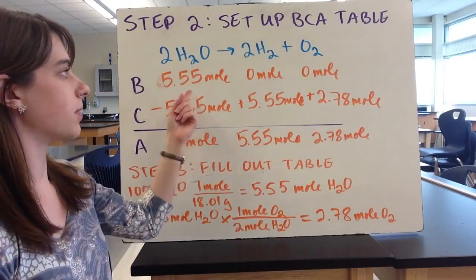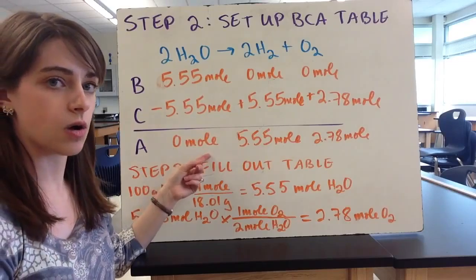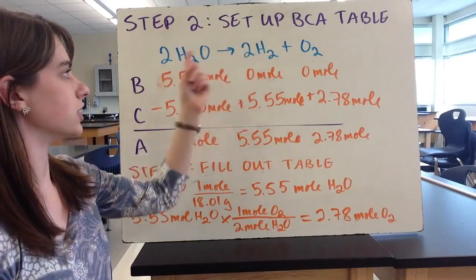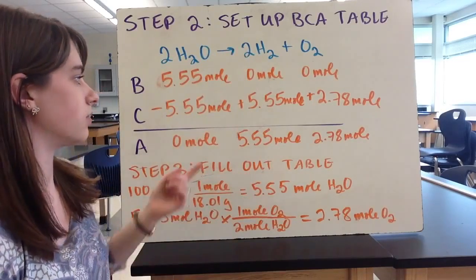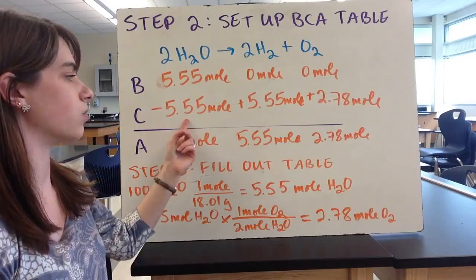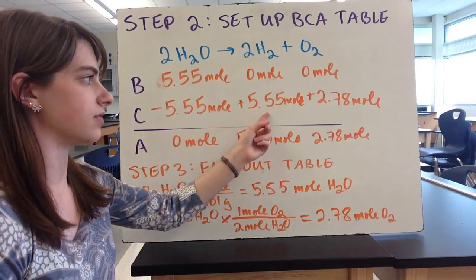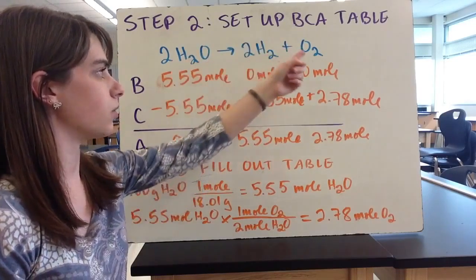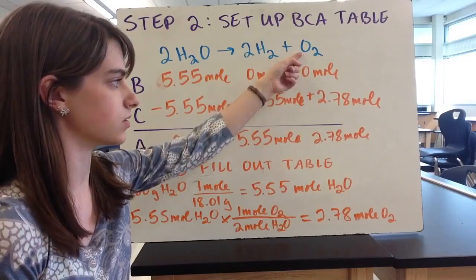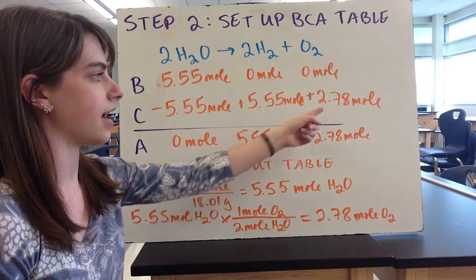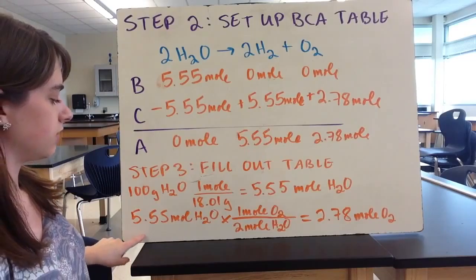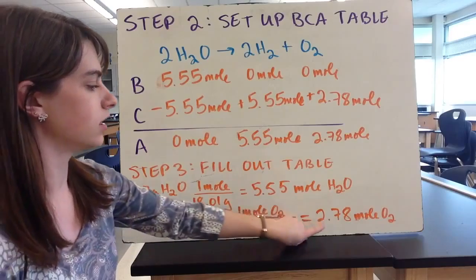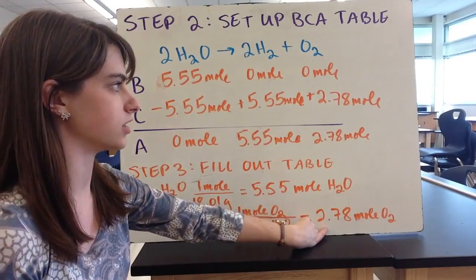We're going to assume that we decompose all of our water, so we end up with 0 moles of water left. The ratio of the water to the hydrogen is 2 to 2 or 1 to 1. So we know that if we lose 55.55 moles of water, we're going to make 55.55 moles of hydrogen gas. The ratio of water to oxygen is 2 to 1. So half as much oxygen is going to be produced. So half of 55.55 is 27.78. So that's down here. 55.55 moles of water, 1 mole of oxygen to every 2 moles of water. So we get 27.78 moles of oxygen gas.